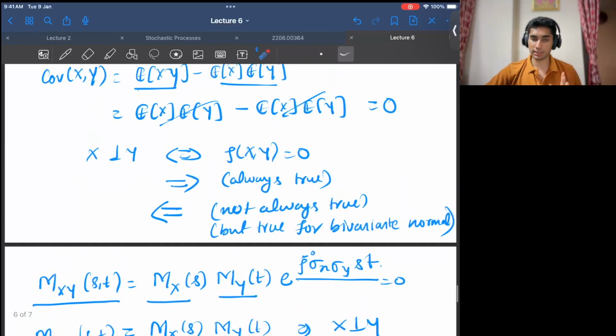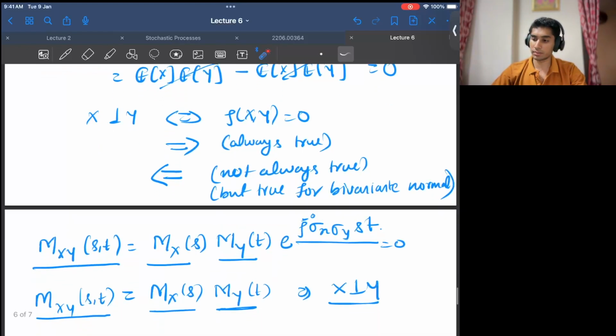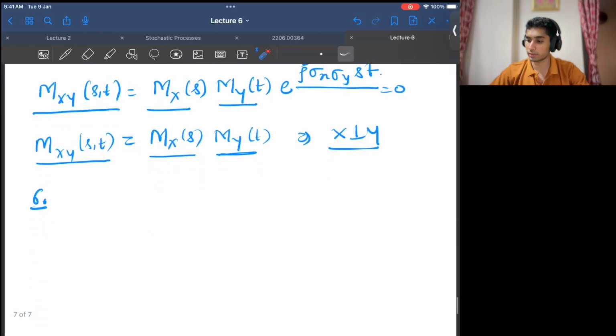So the gist of this is that uncorrelatedness implies that the random variables are independent in case of the bivariate normal distribution, or in general, whenever the random variables are jointly Gaussian. It's the case only for Gaussian random variables. No other distribution follows this. Is that clear now?